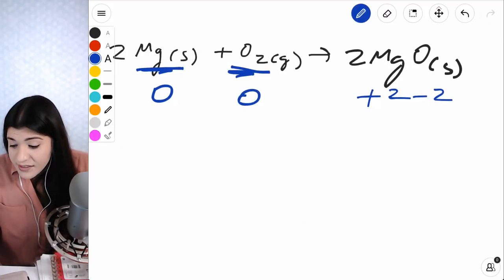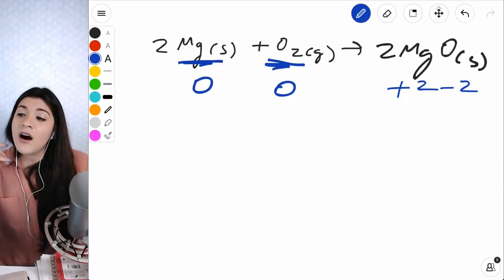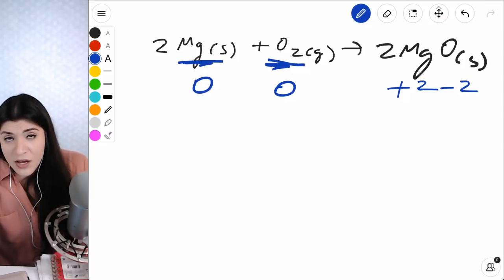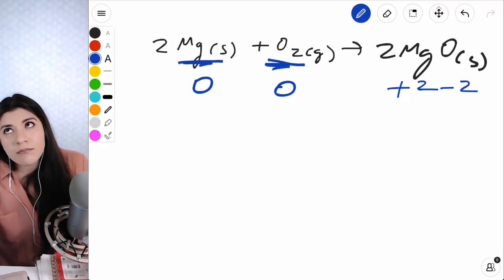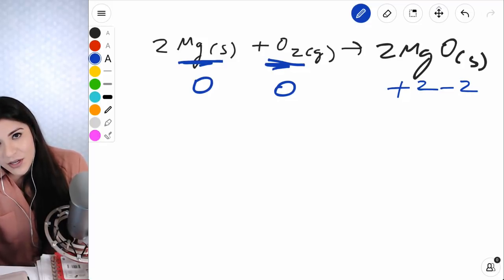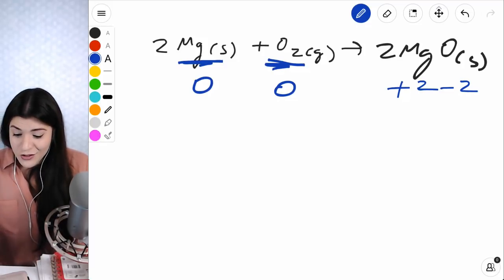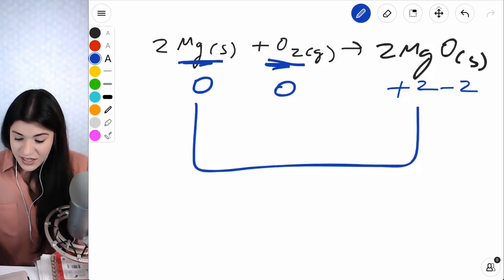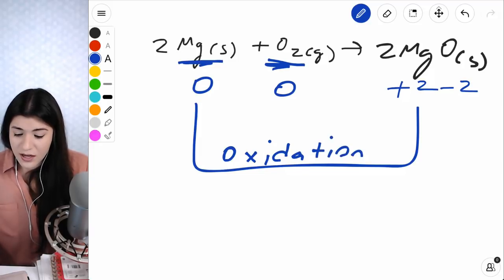Now, how I like to look at it is, looking at our oxidation numbers, oxidation is going to become more positive, okay? So oxidation becomes more positive when it comes to our oxidation numbers. Which one became more positive? The magnesium. So that would have been oxidation.